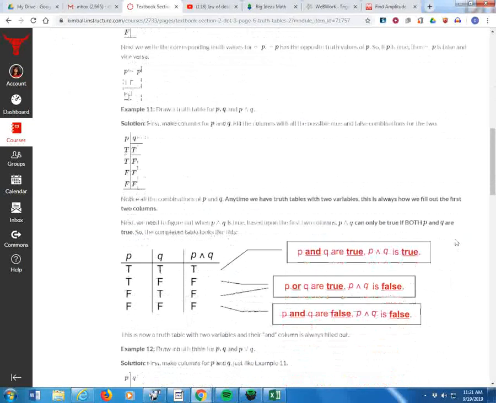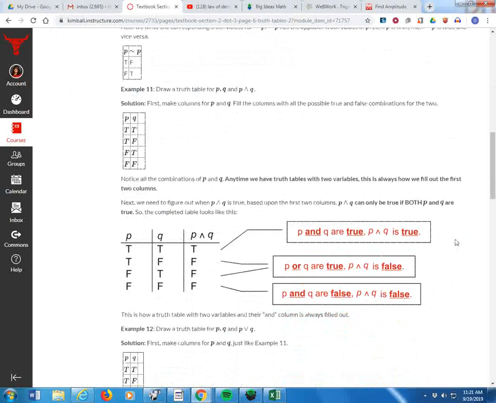So there is just the P and Q, and see how they always go true, true, false, false for the first column. That's always the way it'll be. You don't get to make up your own order in a truth table. The first column is always going to be true, true, false, false, if there's just 2 letters.